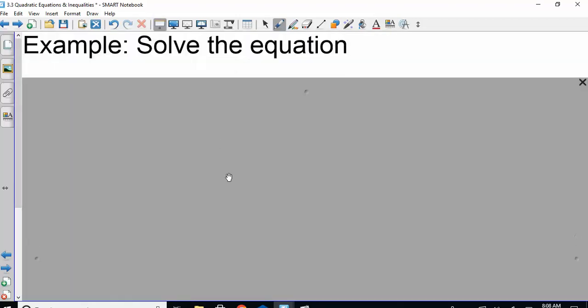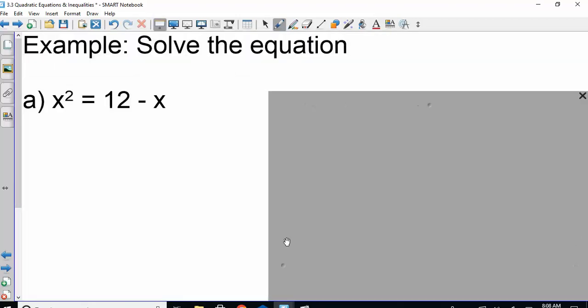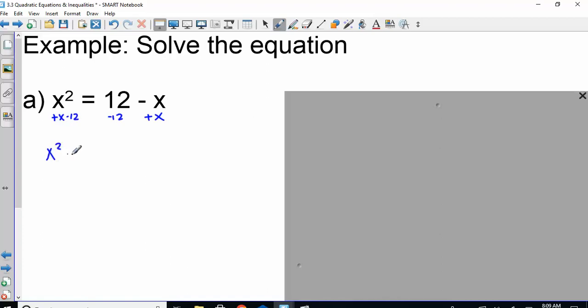So let's solve an equation. X squared equals 12 minus x. So if we want to solve this, what do we have to do first? Everything on the same side. Right. We prefer for our x squared term to be positive if we're going to factor. So what I'm going to do is add over the x and subtract over the 12. So we get x squared plus x minus 12 equals 0.